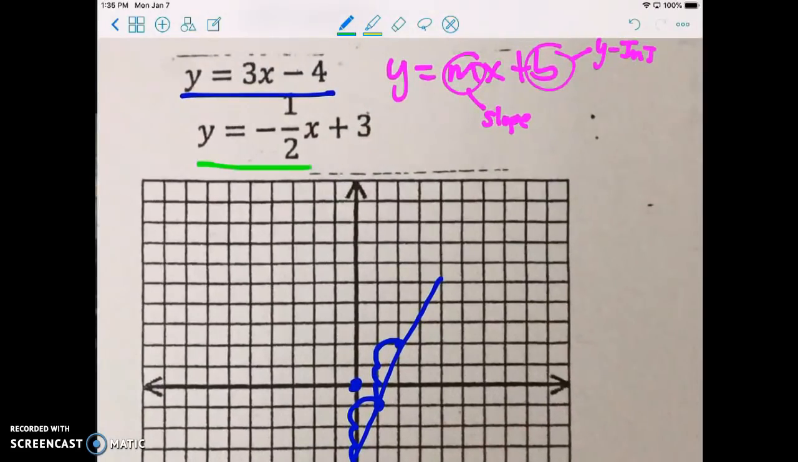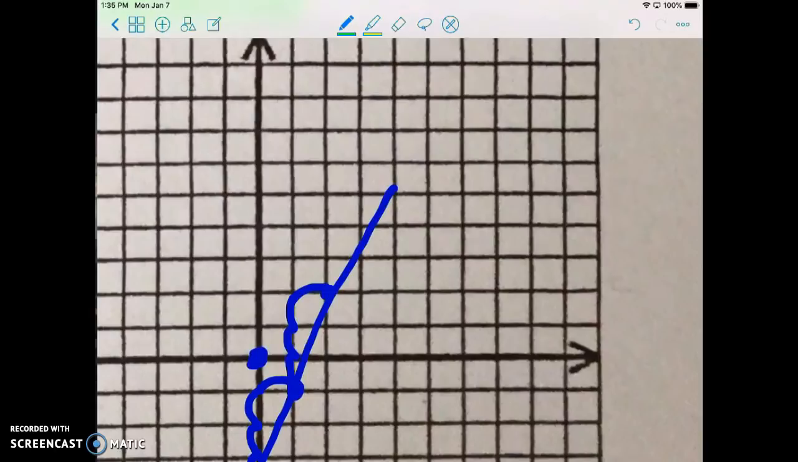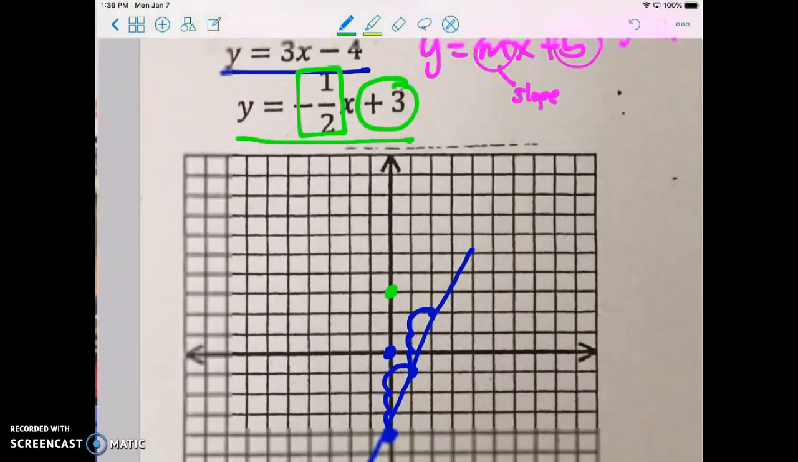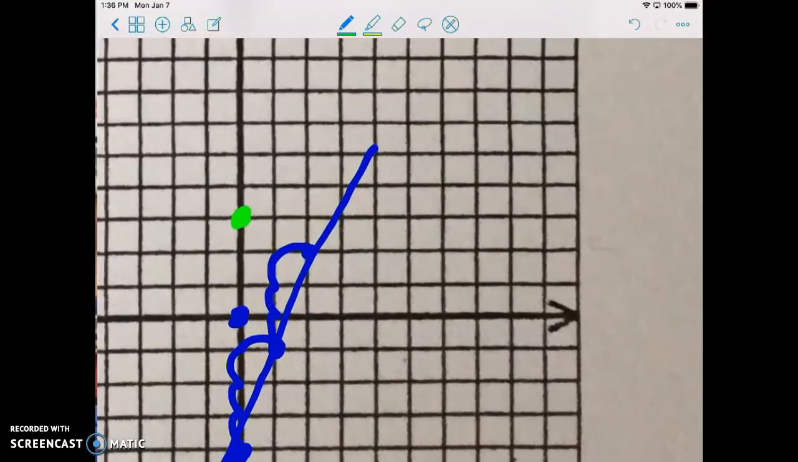For this next line we're going to use green: y equals -1/2 x plus 3. Just by looking at it, we know that it has a y-intercept of 3 and a slope of -1/2, so that line is coming down. We start at +3, 1, 2, 3, and then we come down 1 and over 2, down 1 and over 2, down 1 and over 2. And then we graph it.